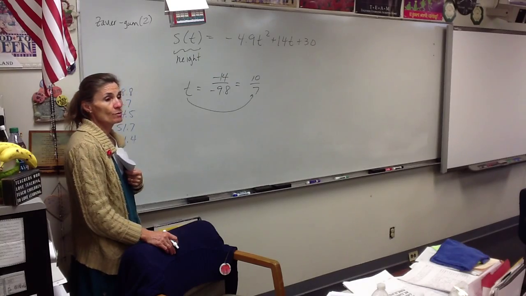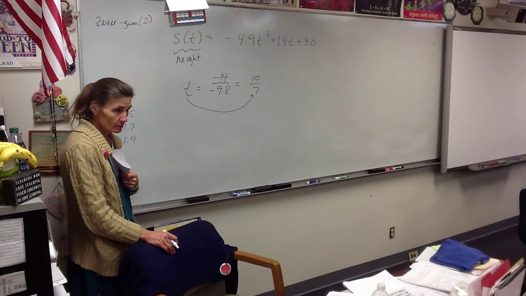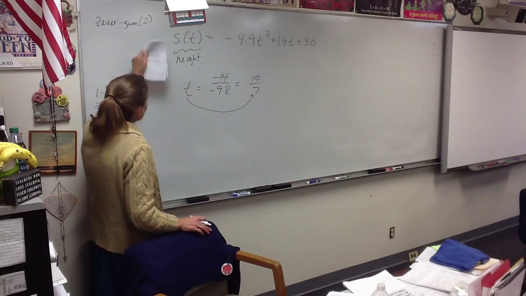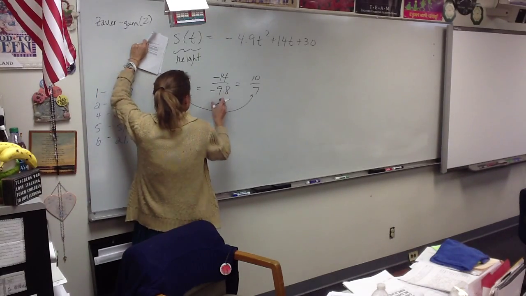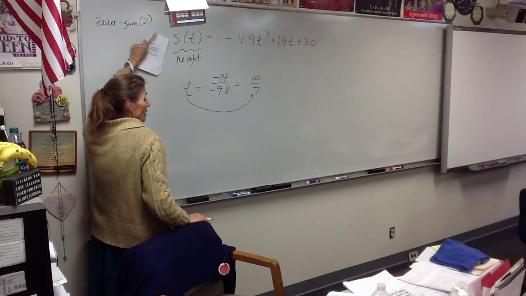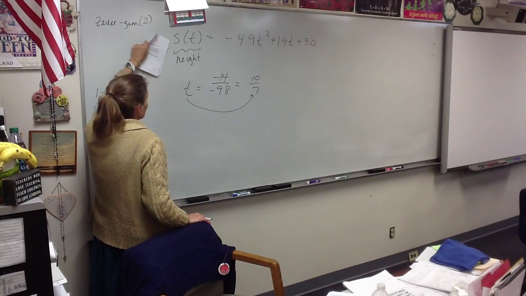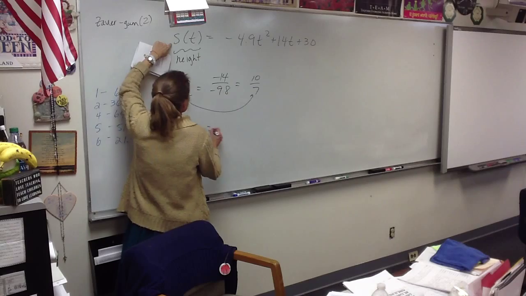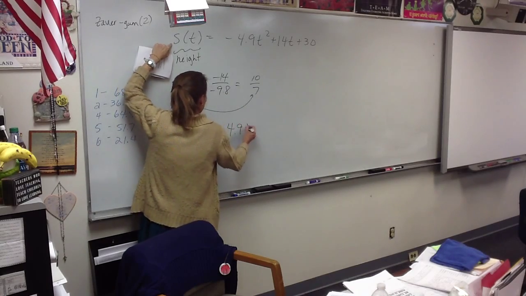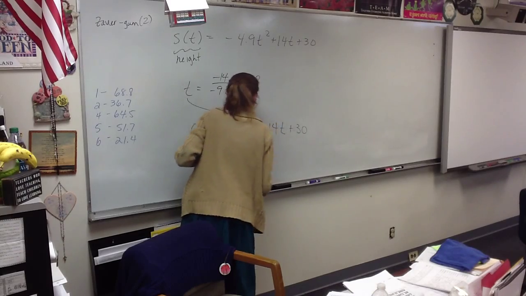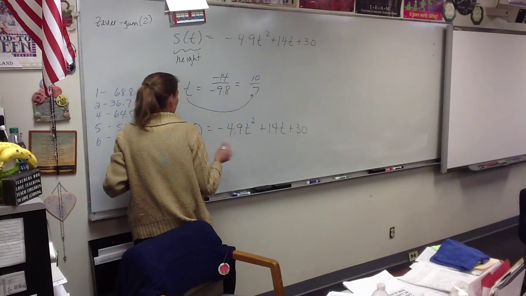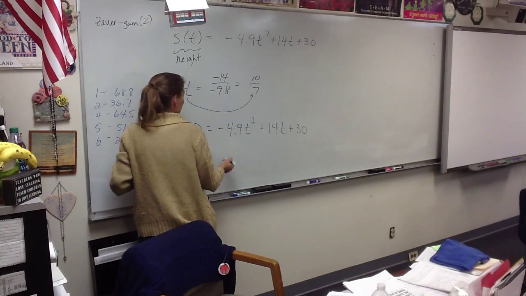When will the stone hit the ground? So back to the equation. Hitting the ground has nothing to do with the maximum. How do I find when it hits the ground? Put 0 for the height. So I'm going to solve this equation. That might factor, but who knows. So I'm going to use the quadratic formula.